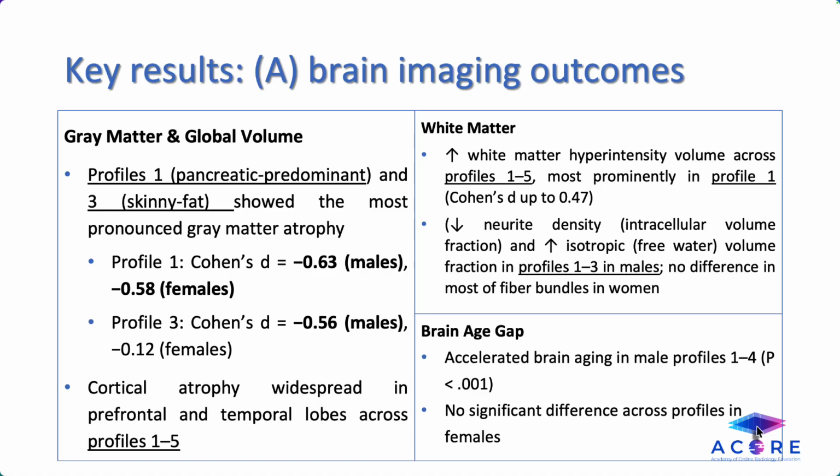For white matter outcomes, white matter hyperintensity volume was increased across profiles 1 to 5, with the largest effect in profile 1. Diffusion metrics indicated microstructural disruption, primarily in men with lower neurite density and higher free water fraction in profiles 1 to 3, while women showed minimal differences across most fiber bundles. Finally, accelerated brain aging was observed in men across profiles 1 through 4, whereas no significant differences in brain age gap were detected in women.